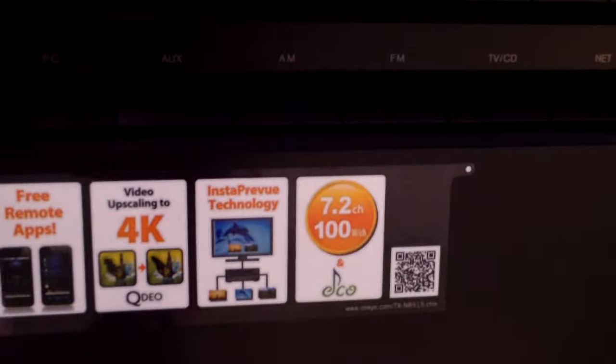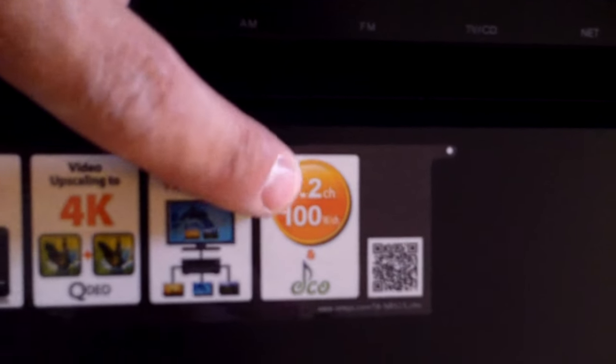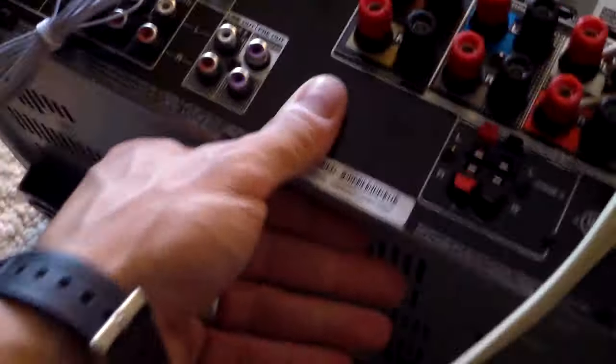All right, and it supports 7.2, which is 7 speakers, and the .2 means you can actually have 2 subwoofers. And it has zone 2, so you can hook up, like, outside speakers like pool, patio, zone 2. Hook up your speaker switch right there in zone 2.